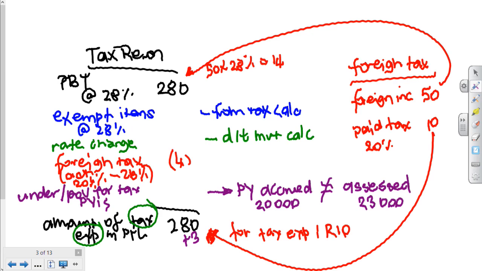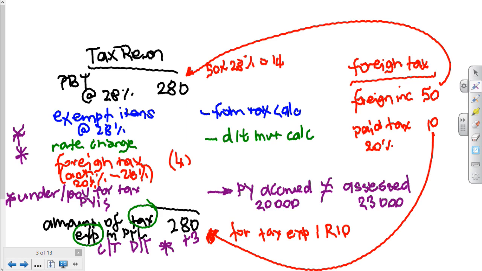It's made up of current tax, deferred tax, and all these other things that I have up here. It's made up of a rate change, foreign tax, and under or over provisions for prior year. All of those items land up in my tax expense, don't they? And so when I'm reconciling, I have to put all of those items in here.